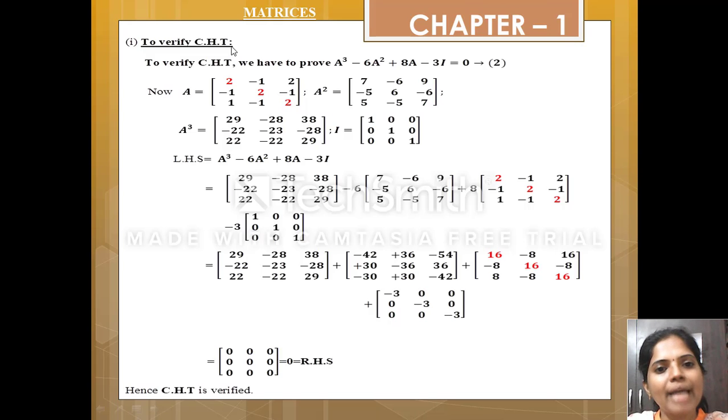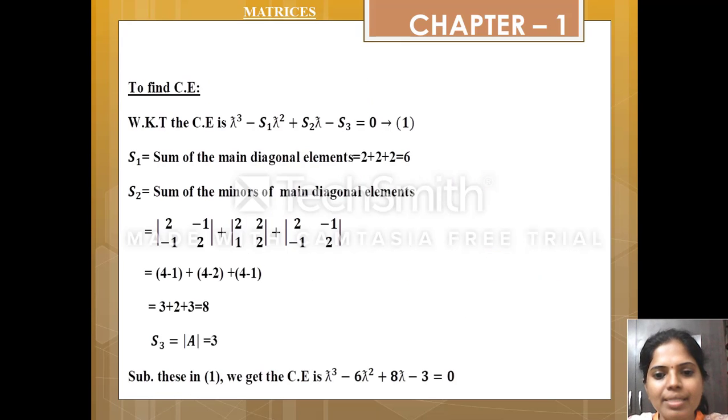We know the Cayley-Hamilton theorem means every square matrix satisfies its own characteristic equation. So here our characteristic equation is this. The square matrix, denoted by capital A, is the given matrix. So that capital A satisfies this characteristic equation, which means we can replace lambda by A. That is the concept.